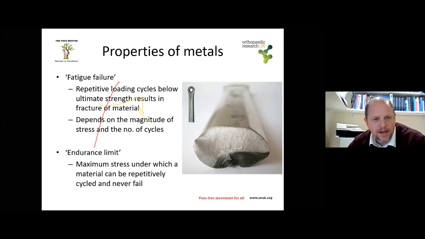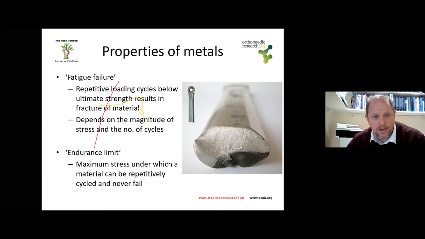It's defined as repetitive loading cycles that are below the ultimate strength of material, but because there's so many of them, it actually ends up causing a fracture. And we can often see it, for instance, in plates. When a fracture is slow to heal, we end up getting movement of the plate and then the plate will snap. They don't tend to snap because they're bad plates. They tend to snap because the fracture hasn't healed before you've got fatigue failure.